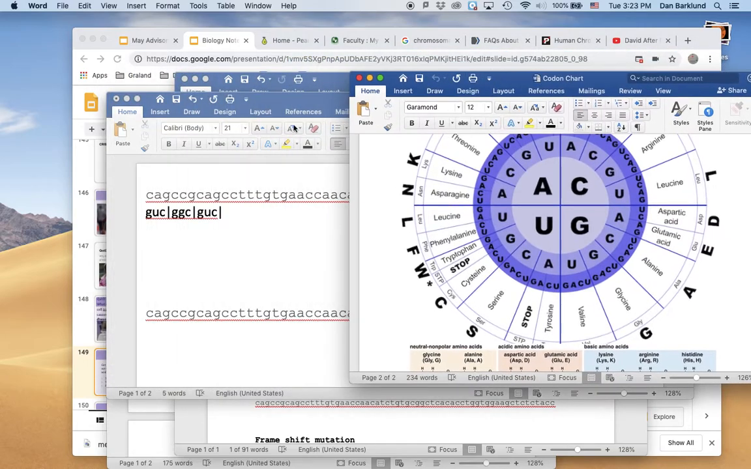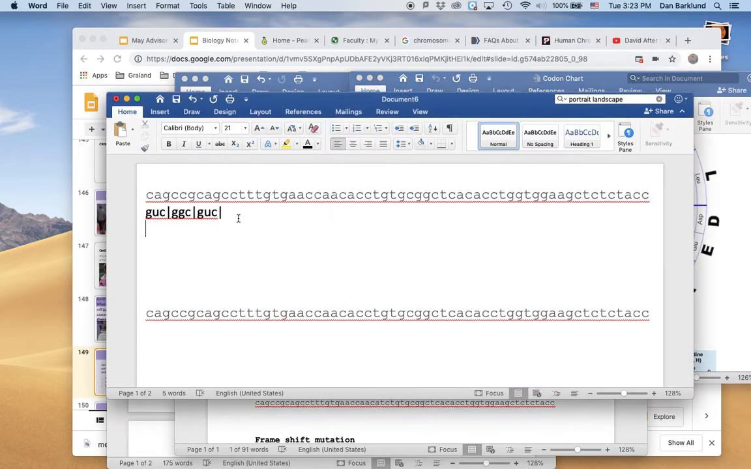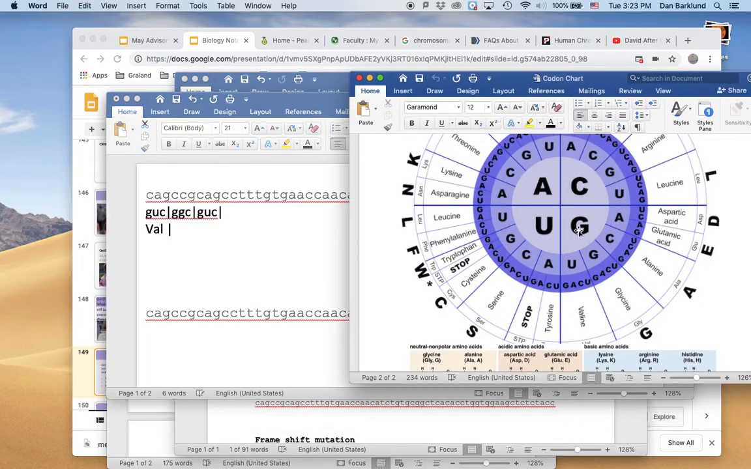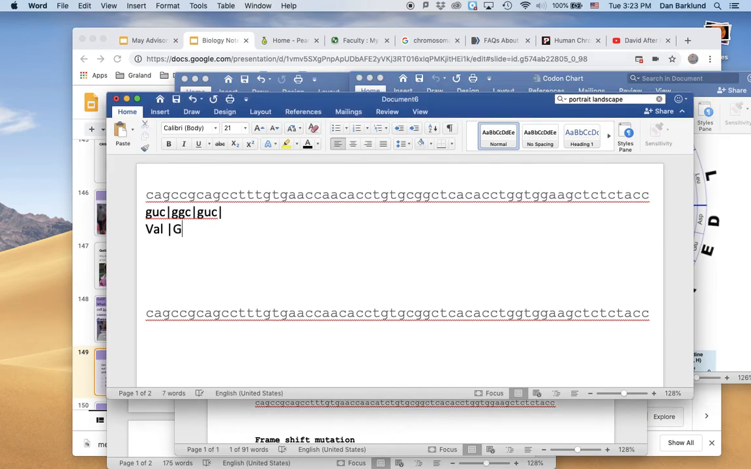And what you'll do, you see GUC, and on here, GUC codes for valine. So now below here, I would write valine, and then GGC, oops, sorry. So my next codon is GGC, and we look up GGC, that is glycine, or GLY. So that is GLY, and so on. So you're going to go through this whole thing, coding out all of those amino acids.